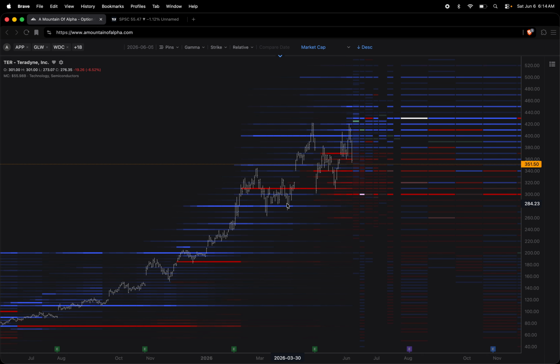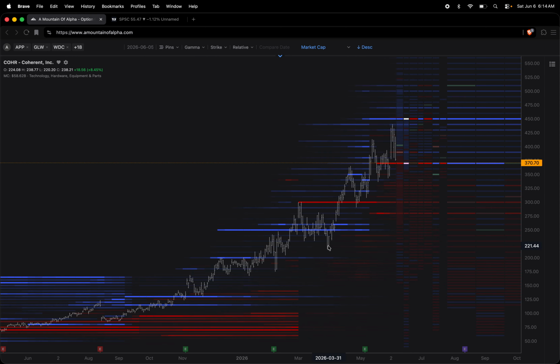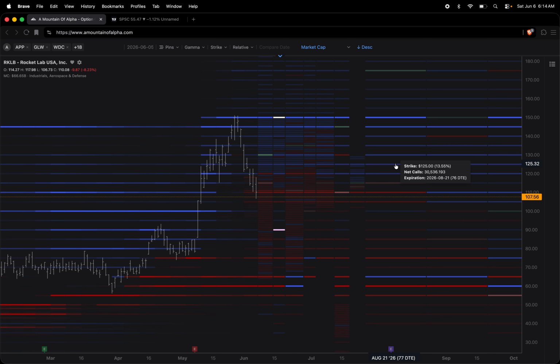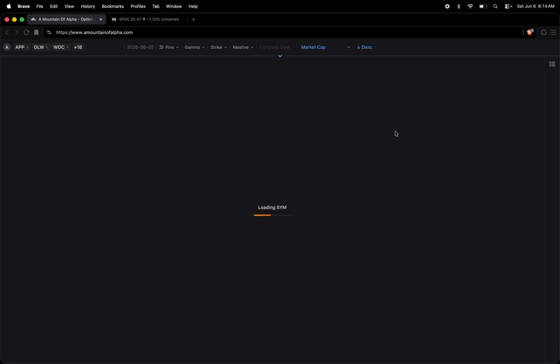TER, it did okay. It was a bit choppy though, a bit volatile. March 30th, okay. Coherent did okay. Rocket Lab, March 30th was here. That did really well. 50 to 150. That's a 200% gain in the equity.